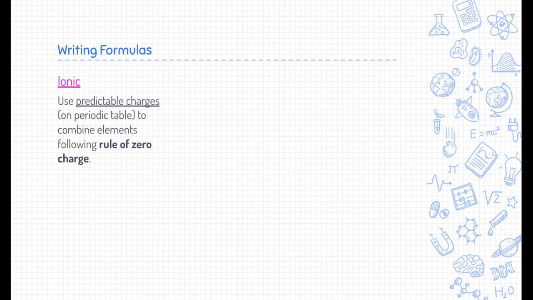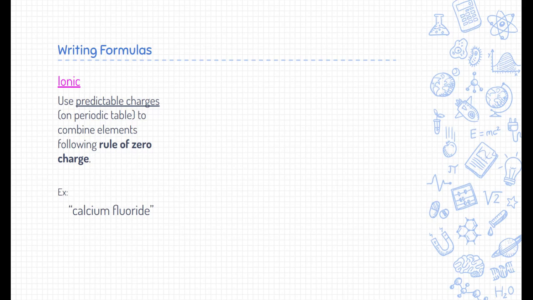All right, now that we know how to name formulas, let's go ahead and use those names to write their actual chemical formulas. For ionic, this is a little bit complicated, but we'll make sure you know how to do it. We're going to use the predictable charges found on the periodic table, and then we combine elements following the rule of zero charge. Now that seems a little complicated, and I'll help you out with lots of practice, but here's one example that you might want to add in your foldable.